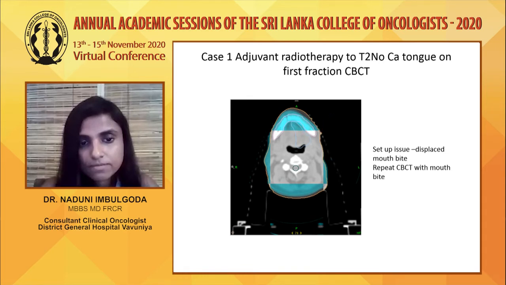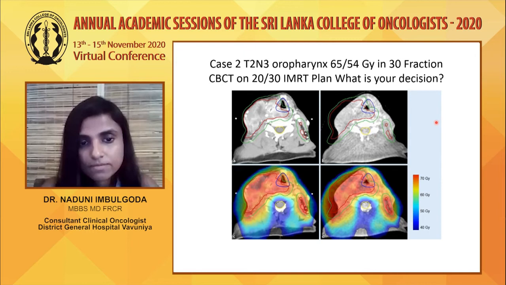The second case: T2 N3 oropharynx, 65 and 54, 2 dose levels in 30 fractions. Cone-beam CT on the 20th fraction of the IMRT plan. So what would you see and what is your decision? This is the day 1 plan, and this is the 20th fraction. There's obvious shrinkage of the tumor, there's an air gap here. There is no reduction in PTV coverage, it is covered appropriately, but there is some air here.